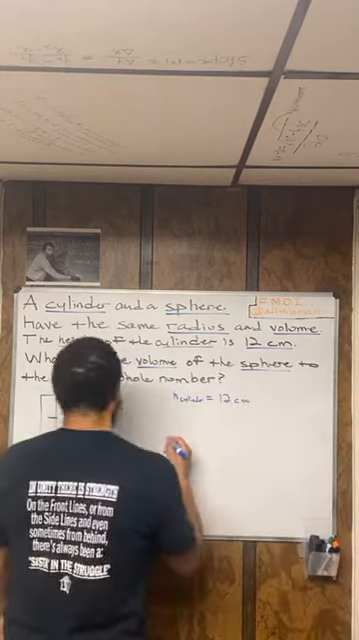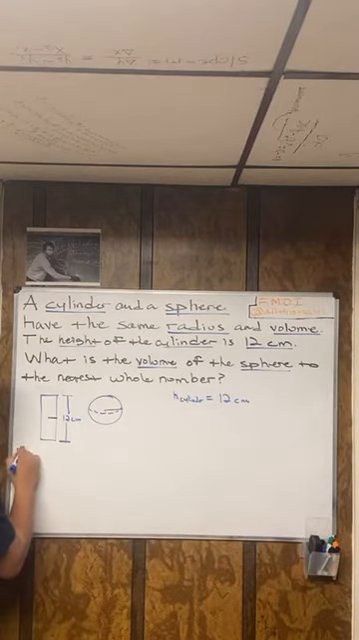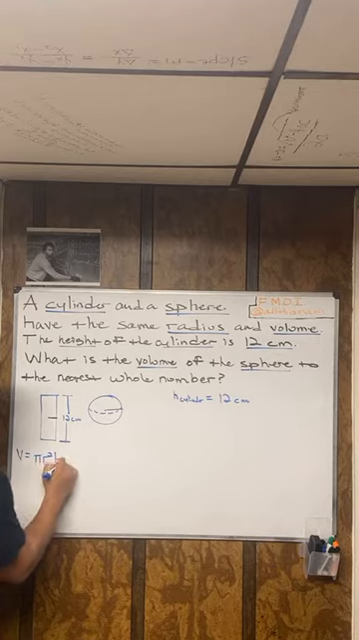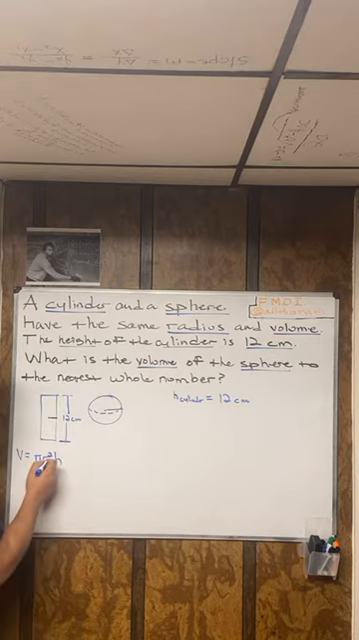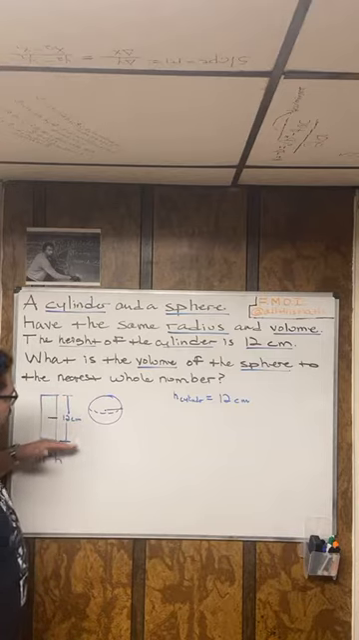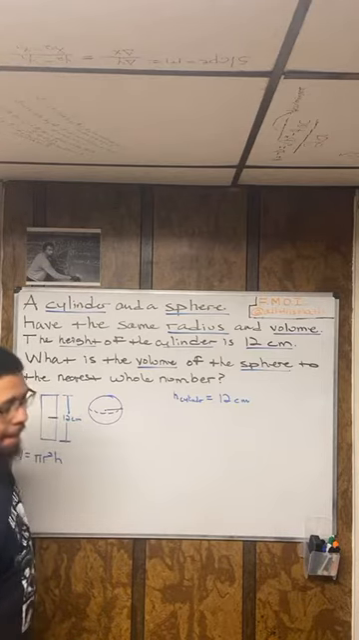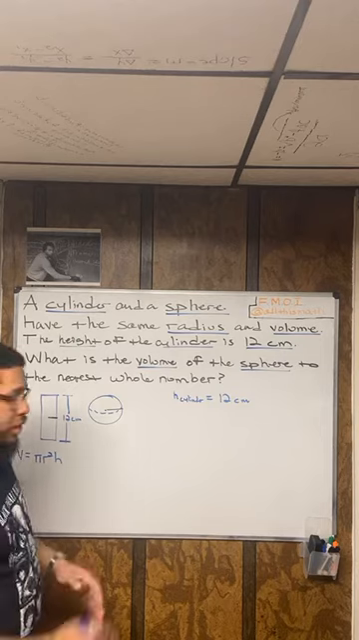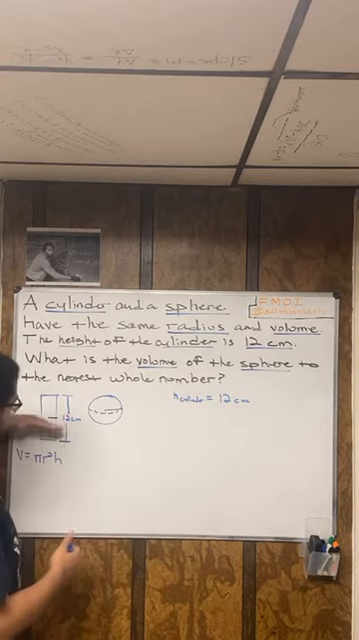The formula for the volume of a cylinder is pi r squared times the height. It's basically that formula for the area of a circle times the height, because really all a cylinder is a bunch of circles stacked on top of each other. That's all a cylinder is: a bunch of very thin circles stacked on top of each other.